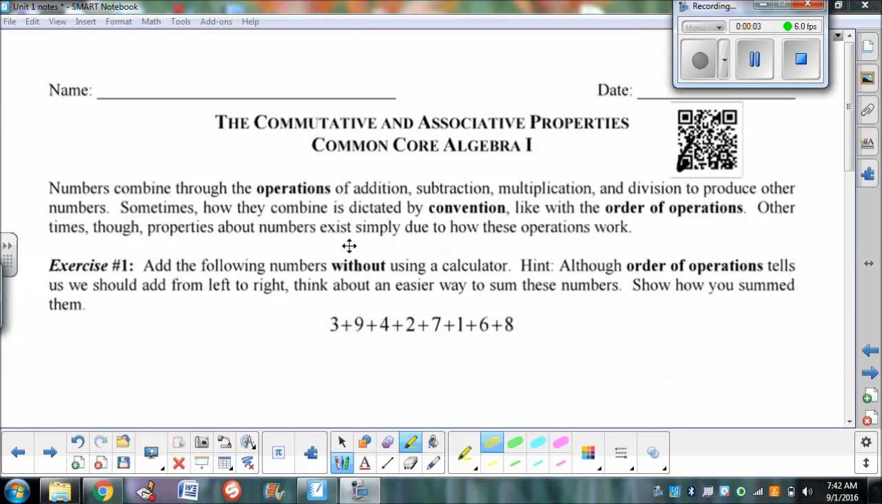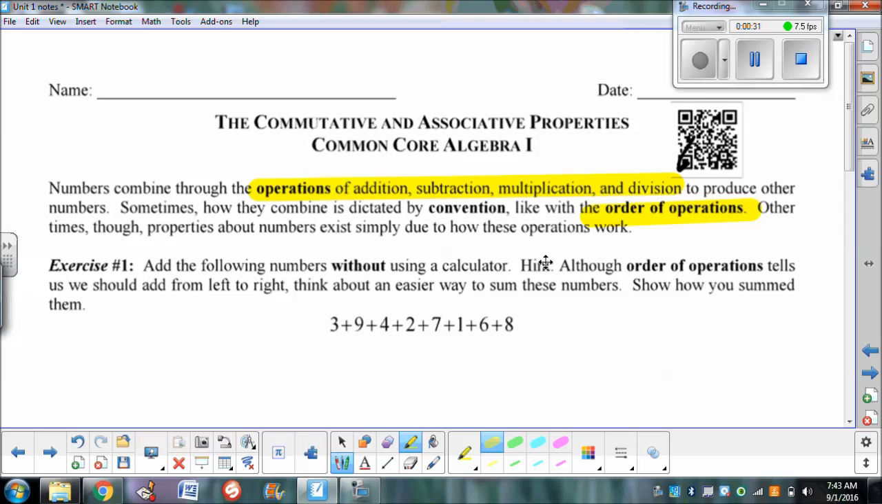Lesson 3, the commutative and associative properties. Numbers combine through the operations of addition, subtraction, multiplication, and division to produce other numbers. Sometimes how they combine is dictated by convention, like with order of operations. Okay, so order of operations is nothing new to you. Other times, though, properties about numbers exist simply due to how these operations work.